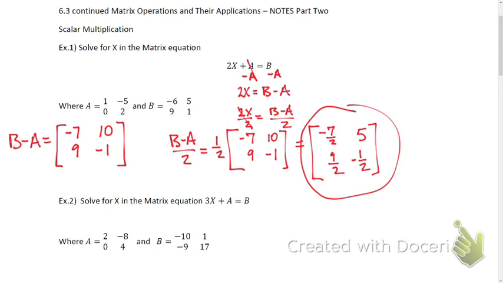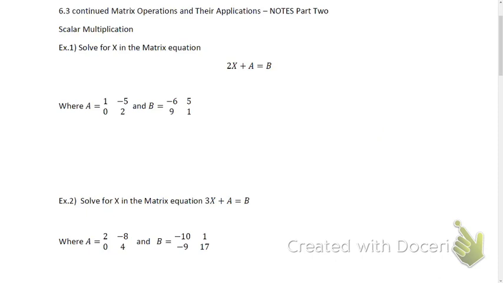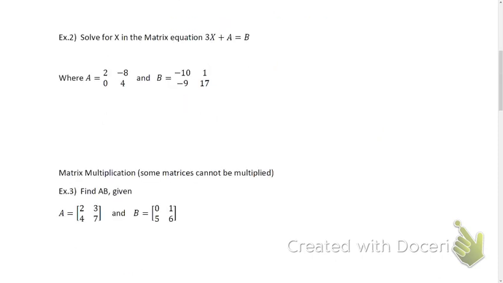So maybe hit pause and try number 2. See if you can do it without me. I'm going to do it here. So same idea. We solve for x. Let's subtract a from both sides. And we get b minus a. Let's divide both sides by 3, and we get that.